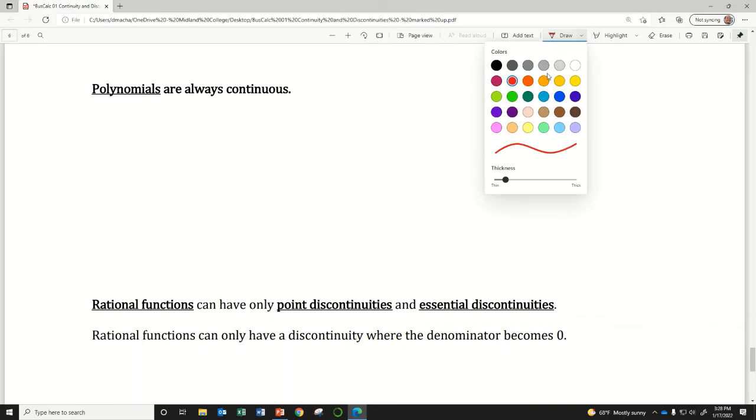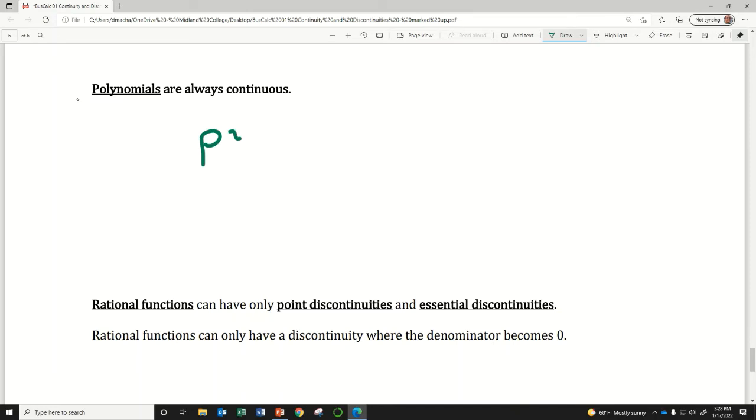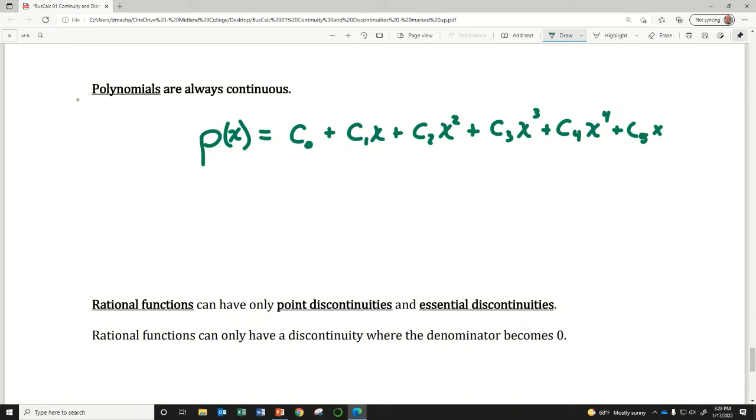A few more things, but we're getting close to the end here. Polynomials are always continuous. So remember, a polynomial function, I'll use p of x to represent a polynomial function, always has this form here. We have some constant term, plus some coefficient times x to the first power, plus some coefficient times x squared, plus some coefficient times x cubed, plus some coefficient times x to the 4th power, plus some coefficient times x to the 5th power, and on, as many terms as you like.